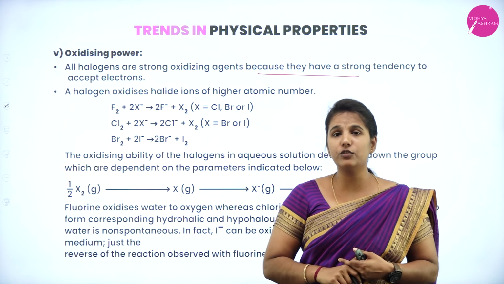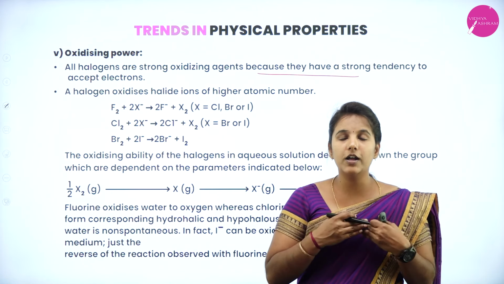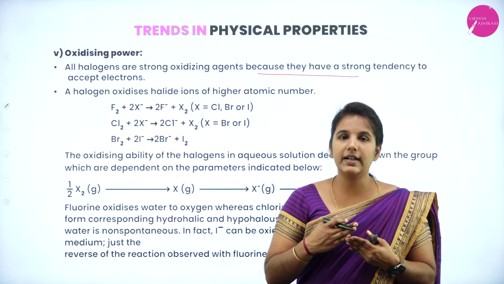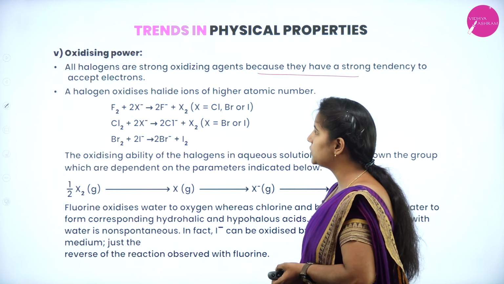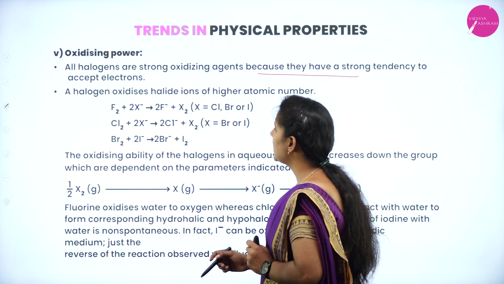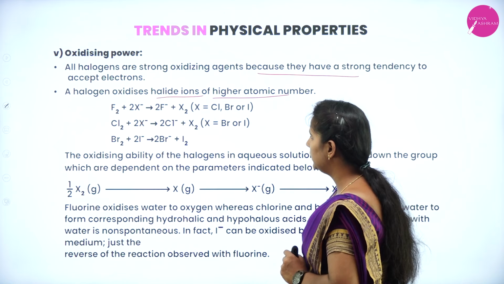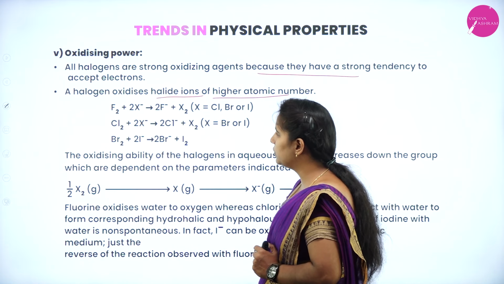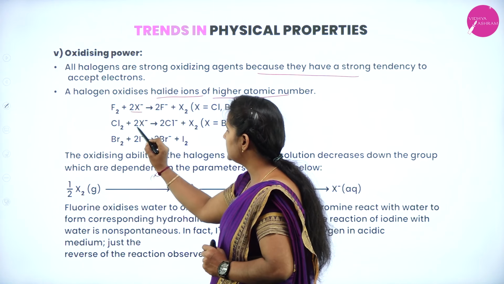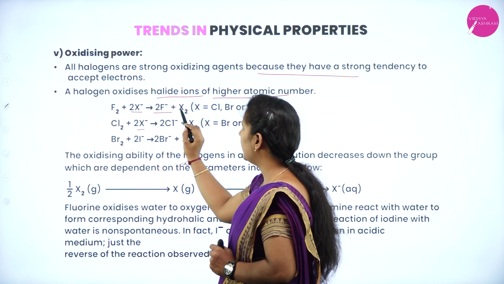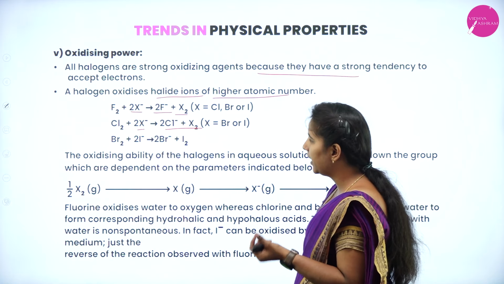So, they have more tendency to form bonds with other elements, thereby accepting one electron, so that the bonds will be very strong, right? So that is why their oxidizing nature is very strong. And a halogen oxidizes the iodide ion to a higher oxidation number. Here I have listed a few reactions where you can see that fluorine, chlorine and bromine, when reacting with other halides, form fluoride, chloride, bromide, iodide, etc.